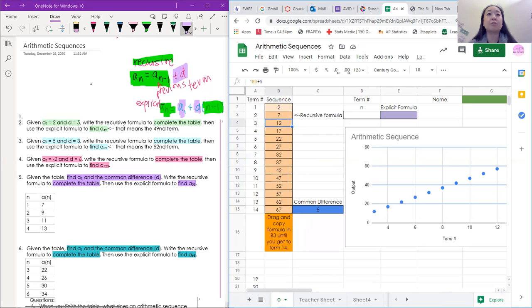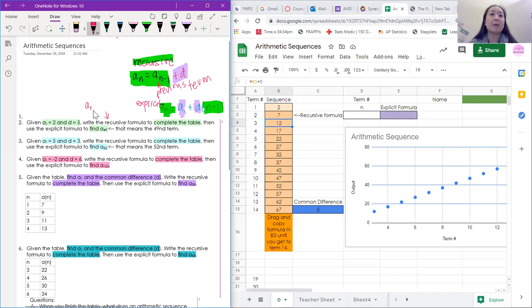So again, like our recursive formula for this one right here, let me just write it over here. So recursive for us is going to be, the way we write that is a sub n is equal to the previous term, the n minus 1, plus 5. That's what we would write. See, same, it's mismo.